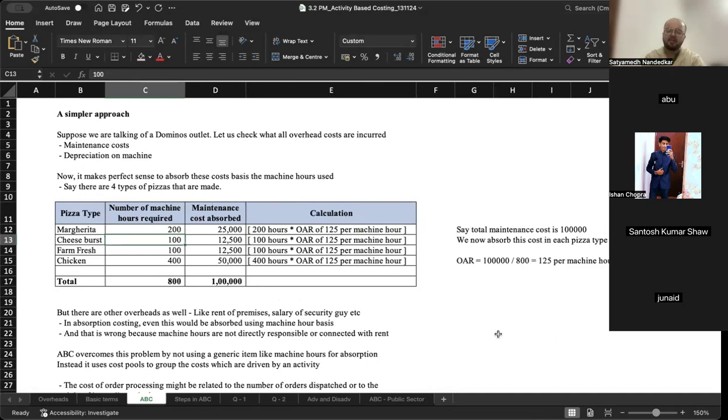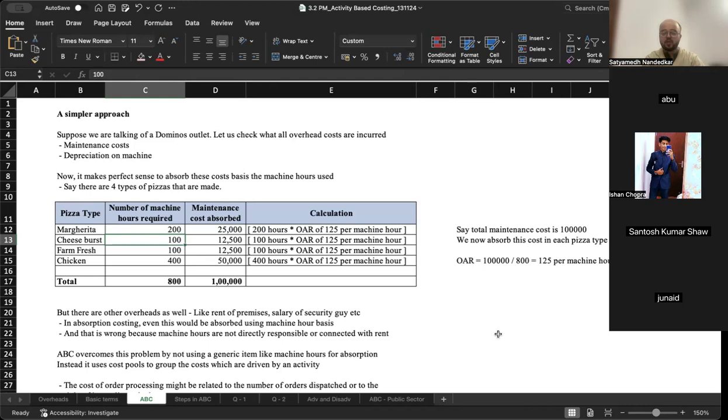cost. Now, I have taken another example. Suppose we are talking of a Domino's outlet. Let us check what all overhead costs are incurred. Maintenance cost and depreciation of machinery. Now, depreciation of machinery, I'm sure when you did your FR paper, there used to be an adjustment in the additional information that depreciation should be included in cost of sales. Why? When would depreciation be included in cost of sales or cost of production, first of all, to begin with, is when the depreciation relates to a production machinery. Only when depreciation relates to the production machinery will that depreciation cost be included in the cost of production.